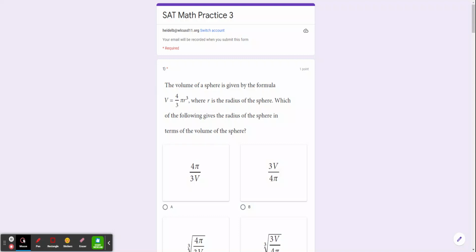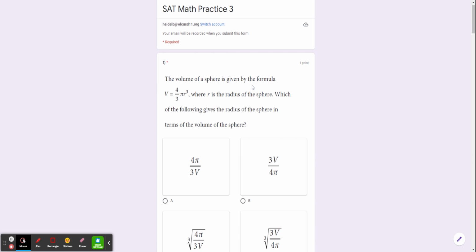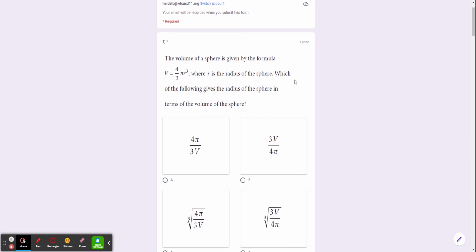Right, folks, here we've got the solutions for the SAT Math Practice 3. So our first question says the volume of a sphere is given by the formula V equals 4/3 pi r cubed, where r is the radius of the sphere. Which of the following gives the radius of the sphere in terms of the volume of the sphere?